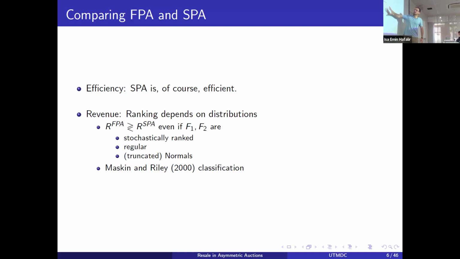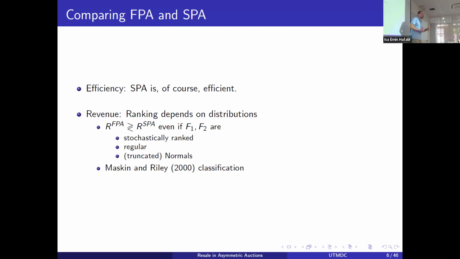And then Maskin and Riley's seminal paper establishes that there is no revenue ranking. Actually, this was already known by Vickrey. BJ notes in his book that in Vickrey's seminal paper, he actually considers the case in which one of the bidders has a known value, and the other bidder has a uniform distribution. And for different known values for bidder one, either the first price auction or the second price auction may generate a higher revenue.